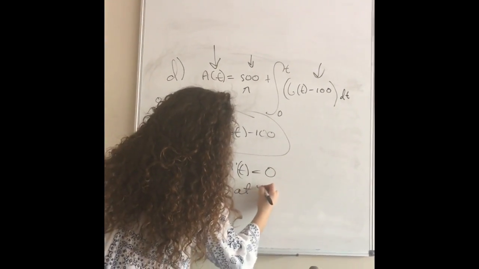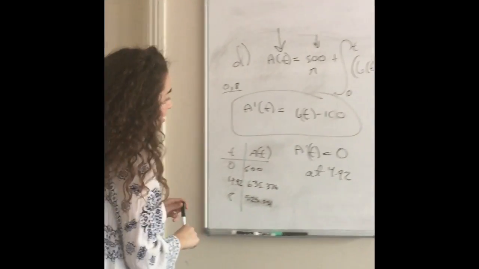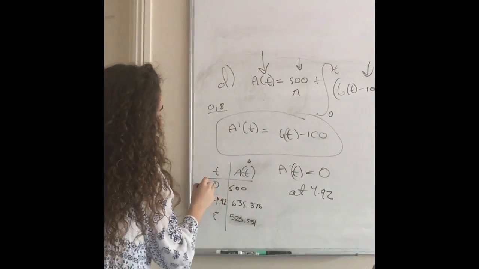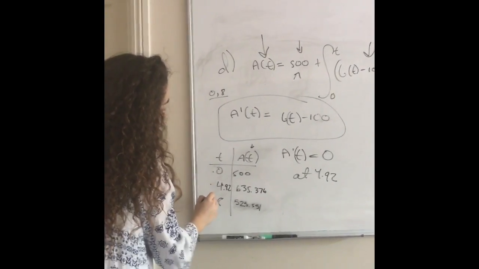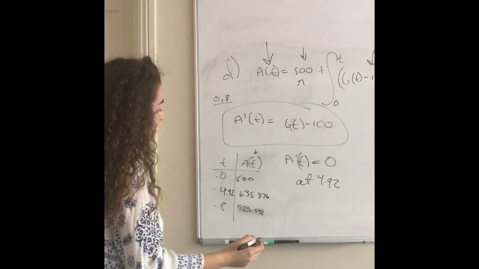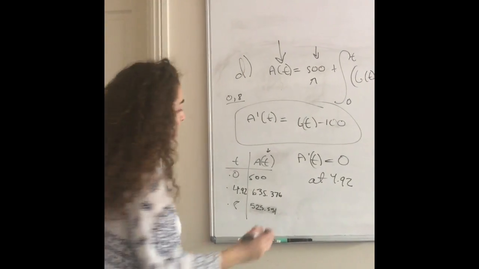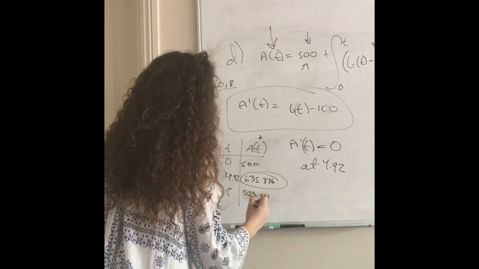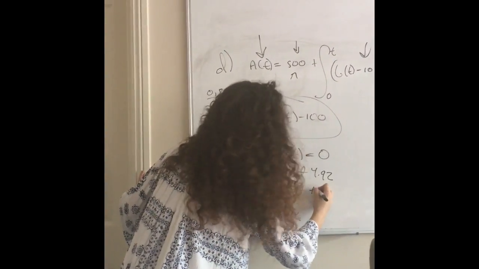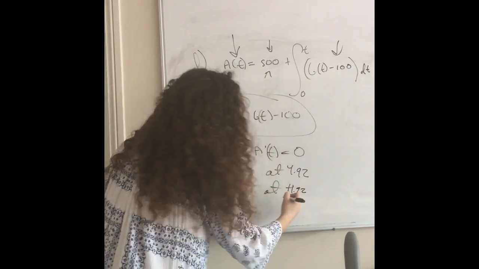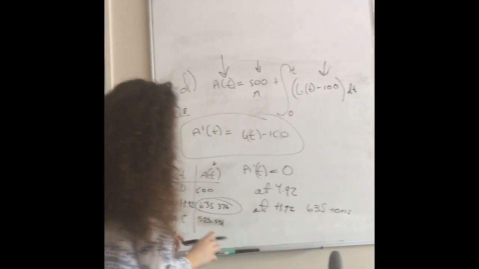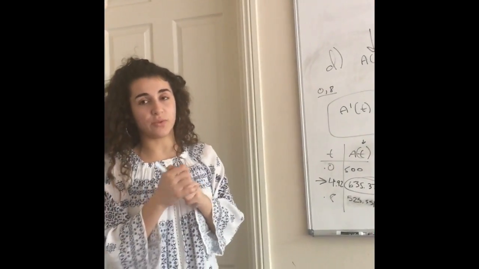So this equals 0 at 4.92. And so we have to test the points with the original function: 0, 4.92, and 8, because those are the candidates. And the most amount of unprocessed gravel we have is 635 tons. So at time 4.92, 635 tons were unprocessed, and that's the maximum amount of unprocessed gravel we've had the whole day.